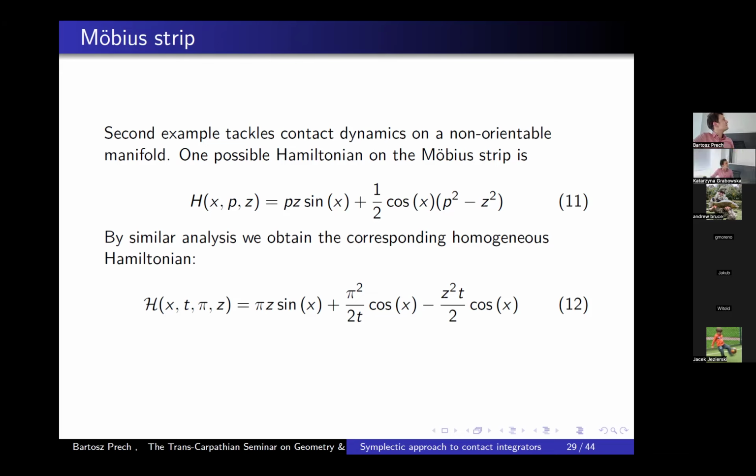If we play the same game and obtain a homogeneous Hamiltonian, again we will have some mixing of momenta and position. So this will be again a non-separable system. There are known schemes for non-separable systems, which I will tell about in a moment. But in general, in the literature, mostly studied are the separable Hamiltonians and how to construct an integrator for them. But in this case, the Hamiltonian is not separable.